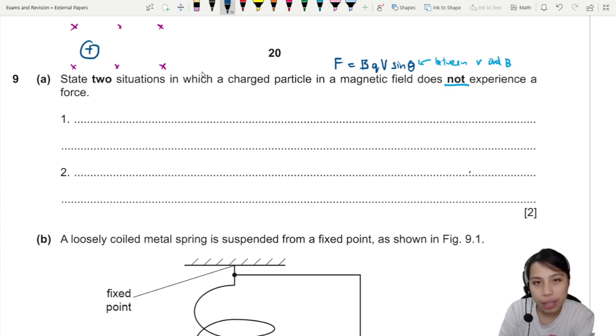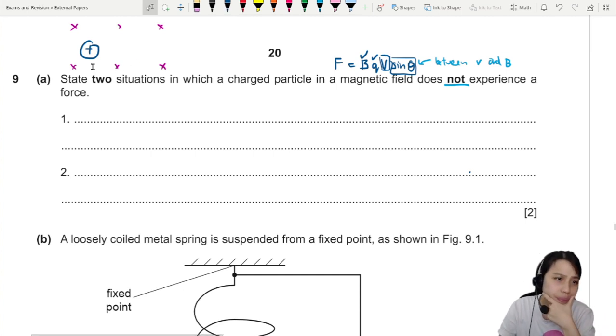So if you are already in a field, means there already must be a B. If you have a charge, you already have a charge. So the only thing that could possibly be zero is the velocity or the angle between, not zero, sine theta, the angle between the B and the velocity. So if you look at the diagram on the left, if this particle is not moving, there is no force.